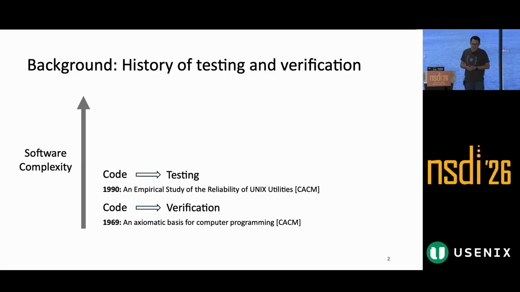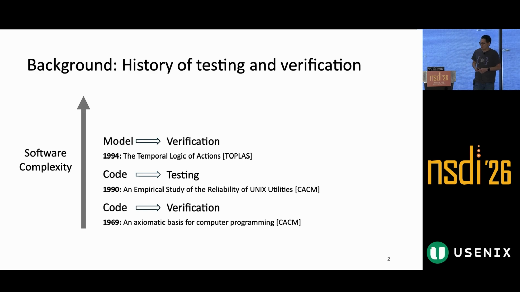In 1990, Barton Miller wrote a paper saying, if you cannot verify the entire program, you can actually use testing to find bugs proactively in the implementation. In 1984, when programs became more distributed and more concurrent, people noticed that even designing the algorithm itself becomes challenging when we are trying to implement concurrent and distributed software.